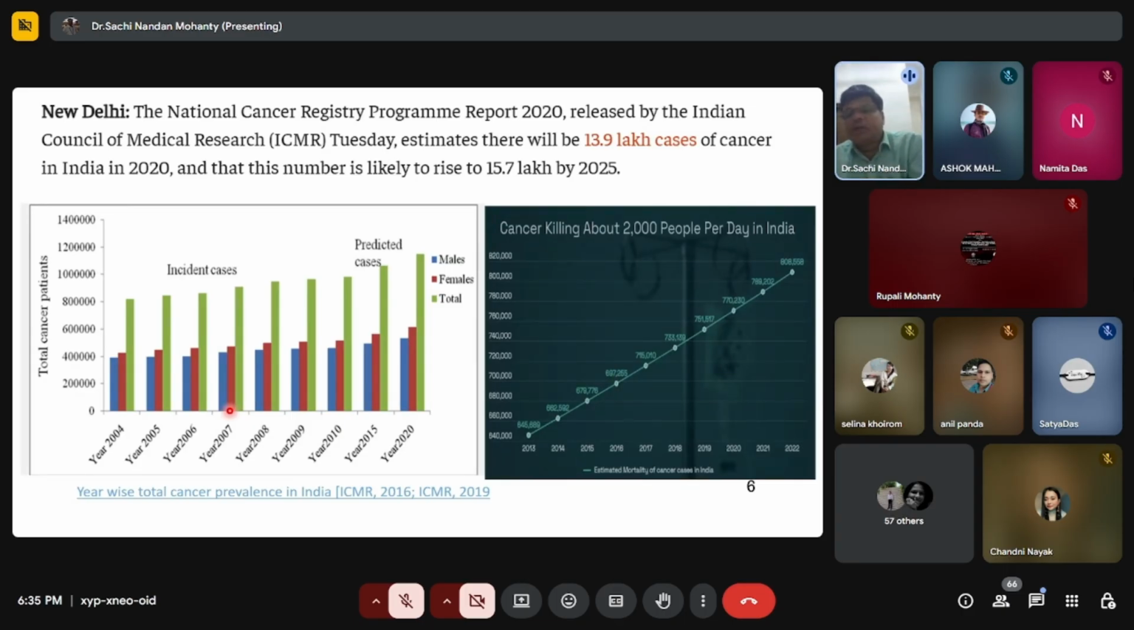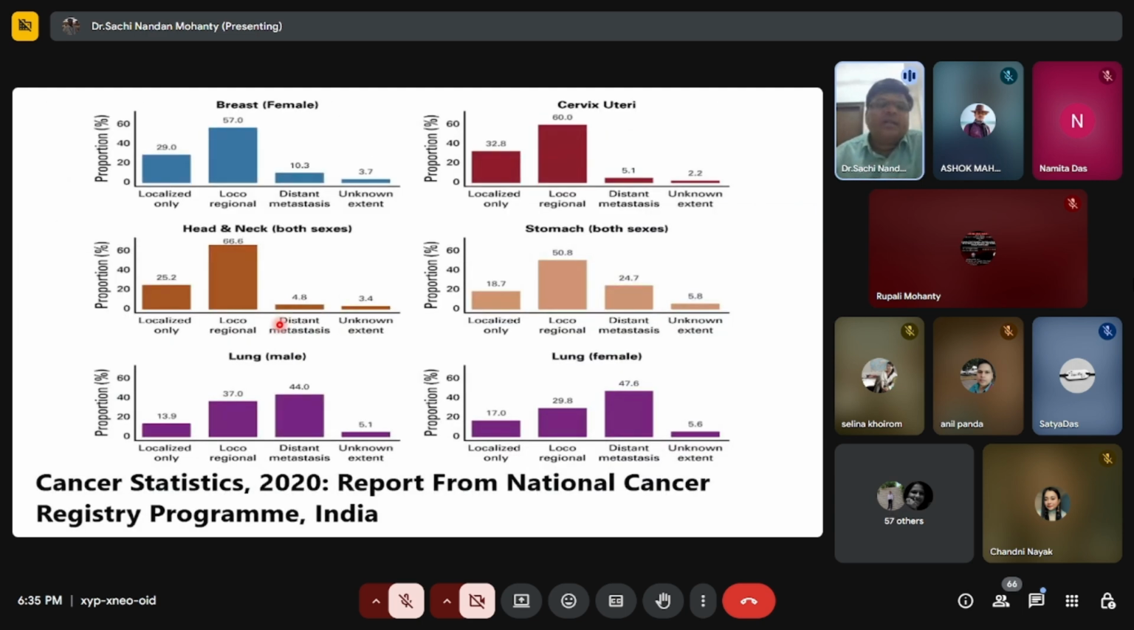And the estimated mortality of cancer, as far as India is concerned: China and sometimes Japan also have more cancer. This is the brief statistics of different types of cancer in the 2020 report from the National Cancer Registry Program India. You see the proportion as a percentage: breast cancer in females, then cervical cancer, then head and neck cancer, and lung cancer.